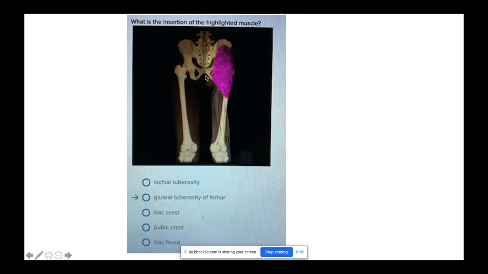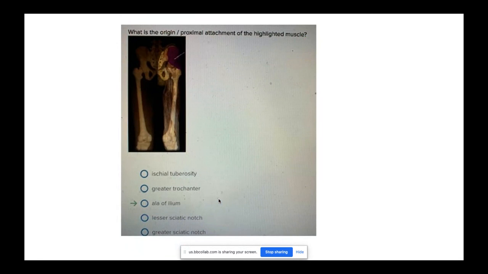Ischium, ischial tuberosity, well, that's over here. Can't be that. Iliac crest, well, that's up here. Can't be that. Pubic crest, well, that's in the middle. Can't be that. Iliac fossa, that's up in here. Can't be that. So the only possibility is the gluteal tuberosity of the femur, right? So sometimes if you don't know, look at the other choices and you can always eliminate it.